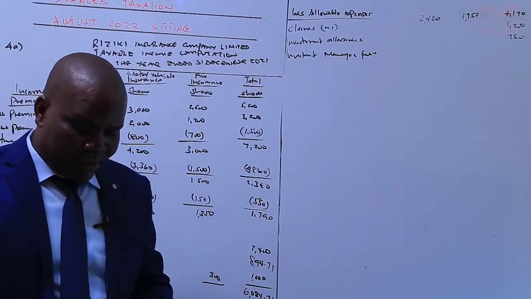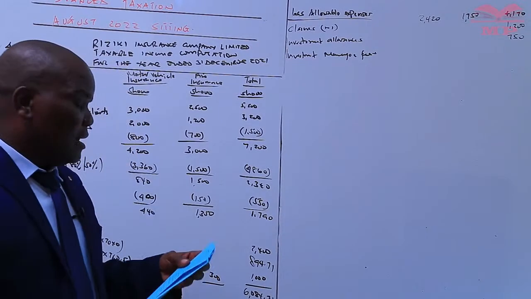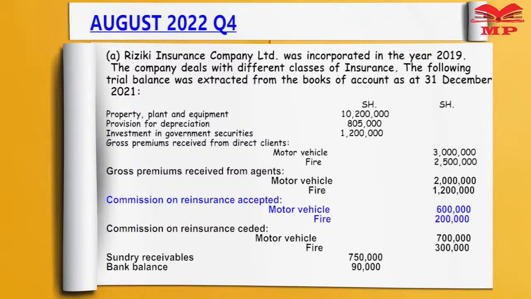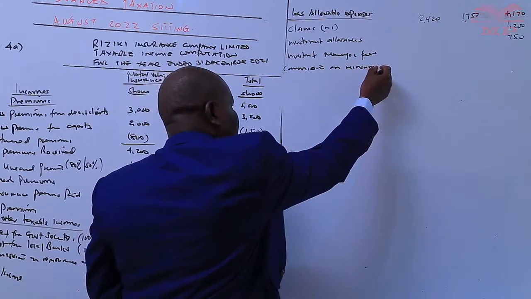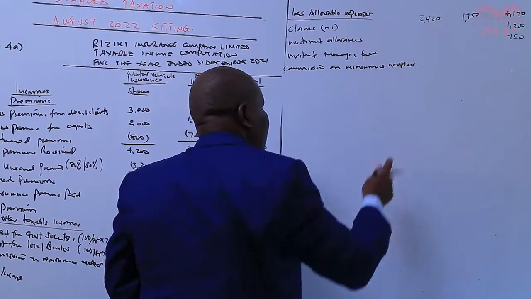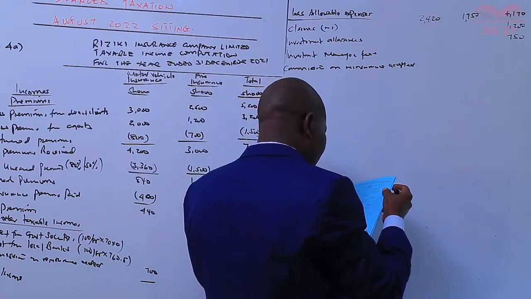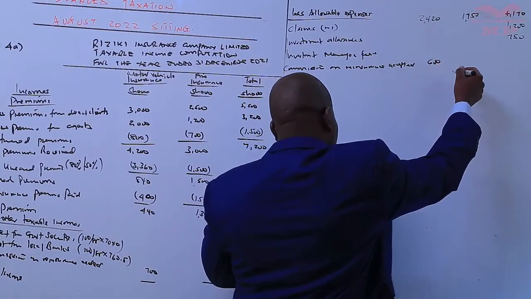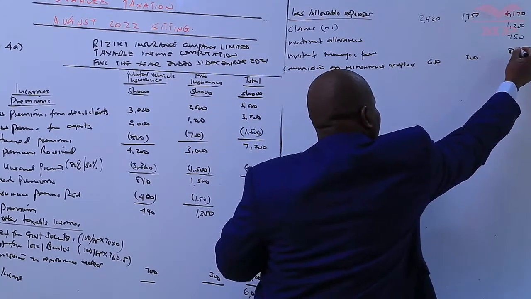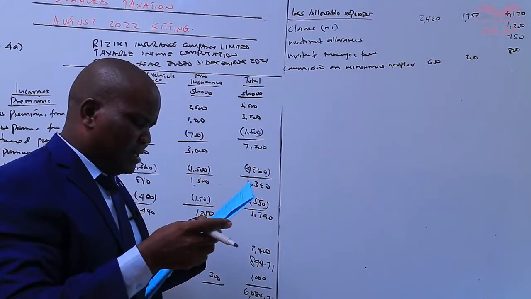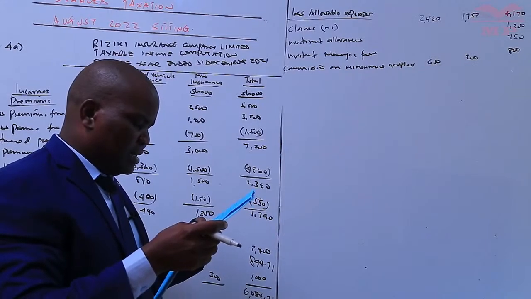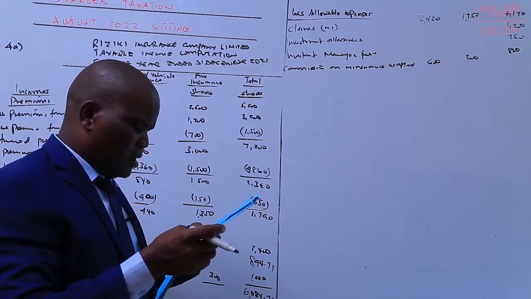We go back to the trial balance and identify any other allowable expenses. So be very keen. 1, we have commission on reinsurance accepted. For motor vehicle is 600. Fire 200, a total of 800. Next we have sundry receivables, that is a balance, not an expense. Bank balance is a balance, an asset, not an expense.